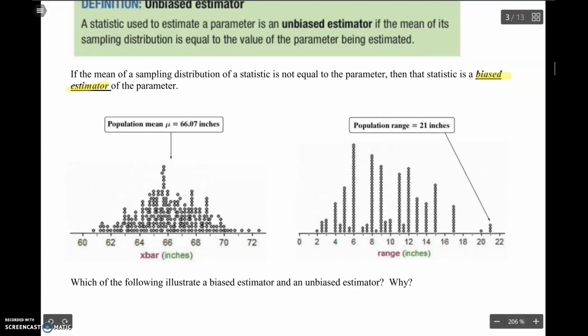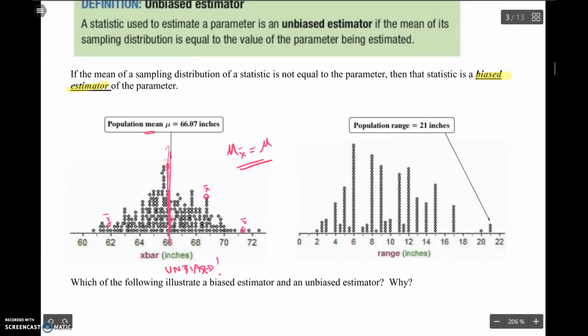Well, if this is a sampling distribution of little X bars, so each one of these is a little X bar, if the average of my X bars is equal to the true population mean, then we have an unbiased estimator. It looks like the center of this is the true population mean, so this would be an unbiased estimator.